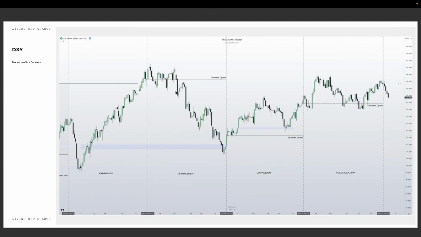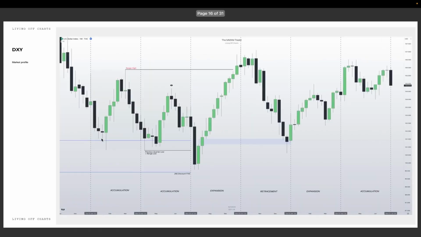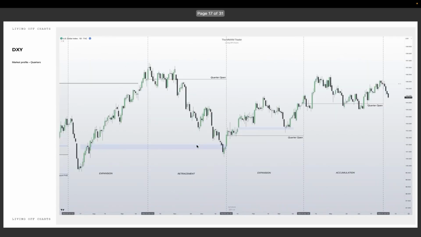Now zooming in on the daily chart here, this is that expansion that we went over. This is the retracement market profile, valid because of the expansion. Trade back down into our key level, which was that weekly FVG. That's this right here. And then we have a new quarter kicking in.